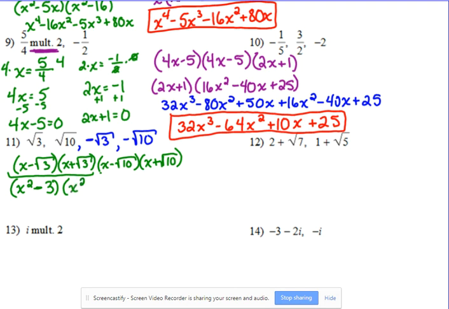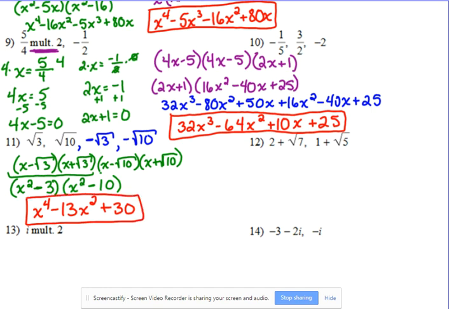X times x is x squared. The outside and the inside cancel. A negative times a positive is a negative, and square root of 10 times square root of 10 is 10. So now our square roots are gone. It's not that bad. Square roots are gone. And then we just need to FOIL out this result. X squared times x squared is x to the 4th. We've got minus 10x squared minus 3x squared, so minus 10 and minus 3 makes minus 13x squared. And negative 3 times negative 10 is positive 30.